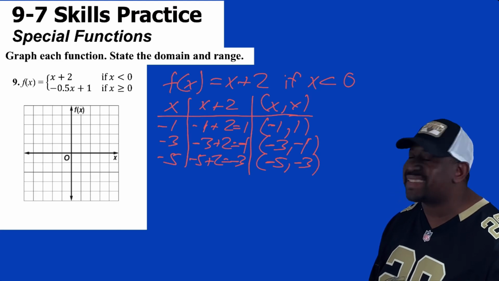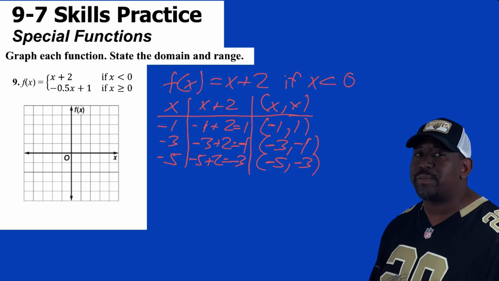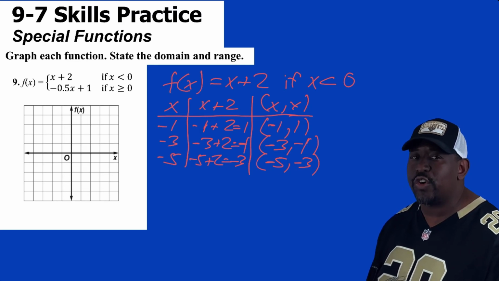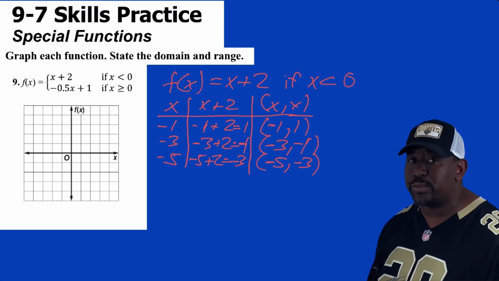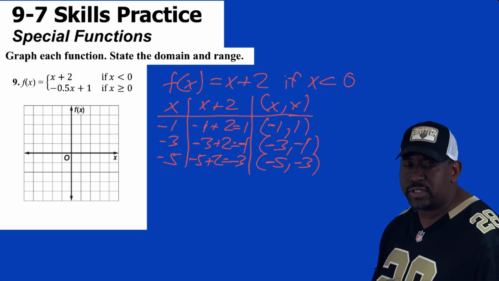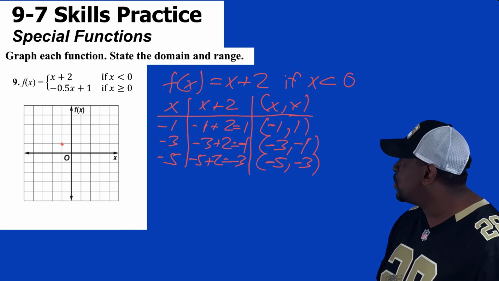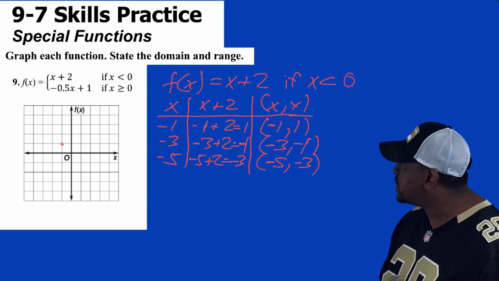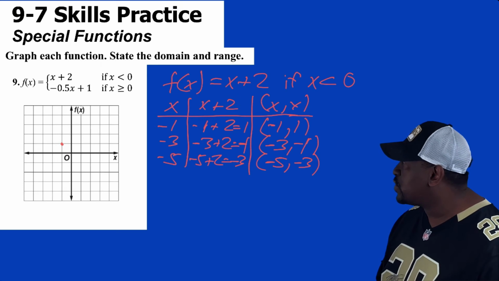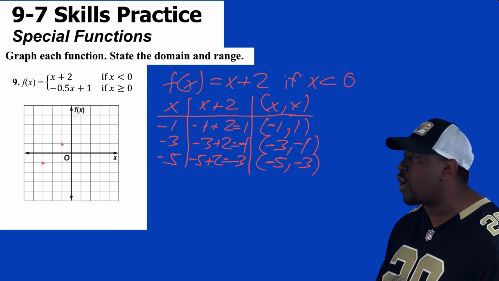Now, since x is less than 0, at 0 we do not put a closed point. We will put an open point because 0 is not part of the solution. It's less than 0, so we put an open point at 0. When you plug in 0, you can see that 0 plus 2 is 2. So at (0, 2), you will put an open point for this particular graph.